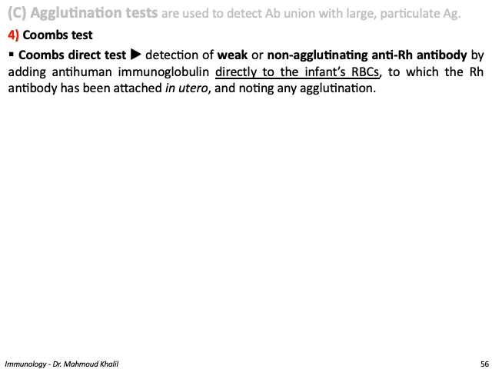Coombs test as a test of agglutination. So Coombs test is either direct or indirect. In the direct test, there is detection of the weak or non-agglutinating anti-Rh antibody by adding anti-human immunoglobulins directly to the infant's RBCs, to which the Rh antibody has been attached in utero, and observing any agglutination.